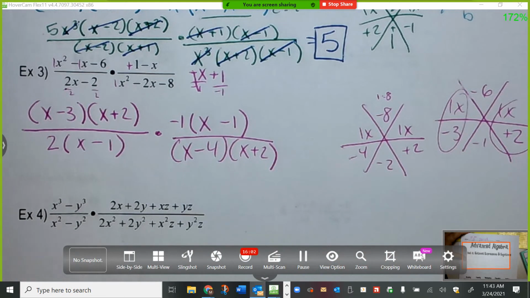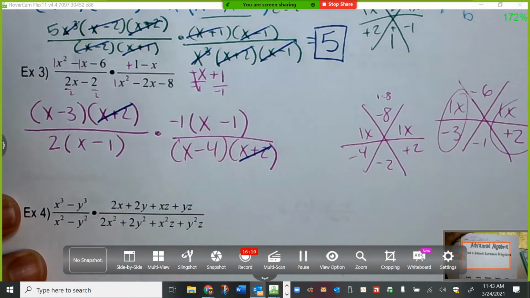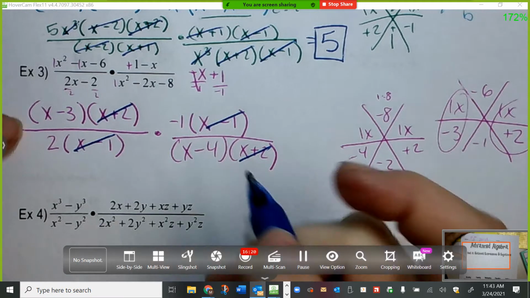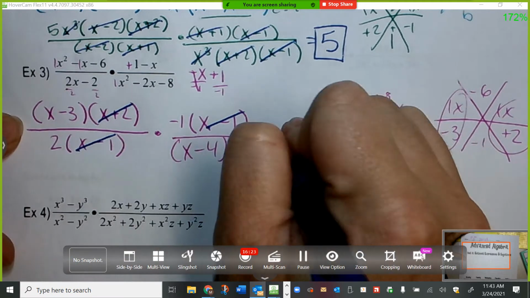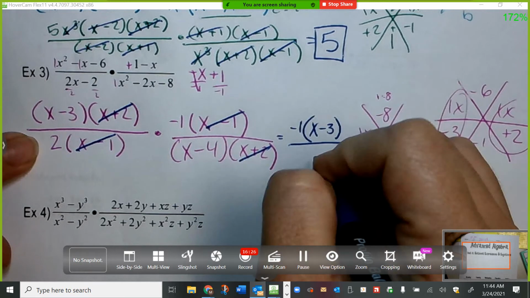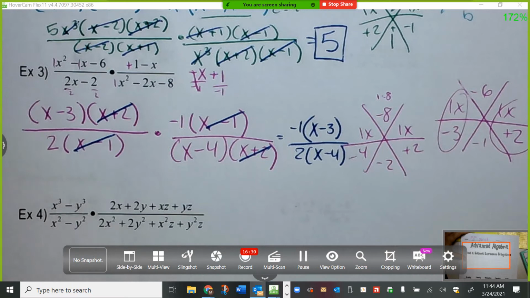So what cancels? X plus 2 is canceled. X minus 1 is canceled. Anything else? No. So I have this negative 1, x minus 3, over this 2 with an x minus 4. Nothing there simplifies still, so I'm done.